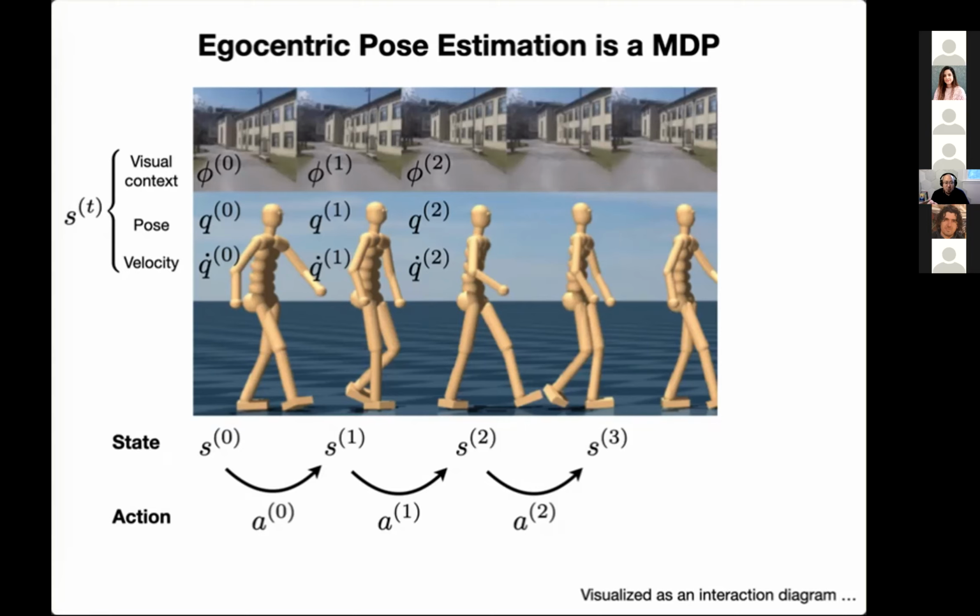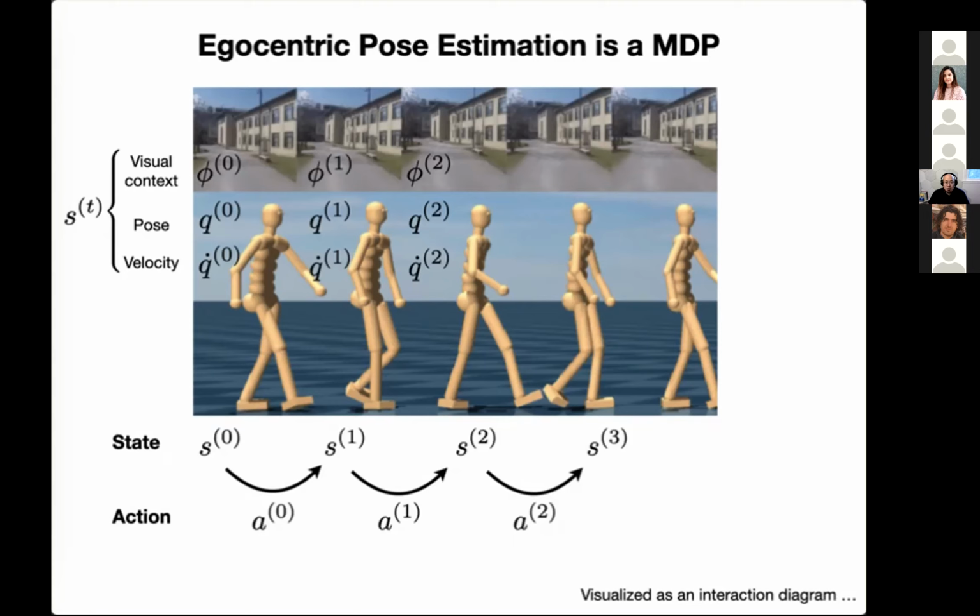You could think of the visual context. Well, actually, what we use is the optical flow that we get from the video. All right, so that's the state. The person will take some action, like actuating their body, putting strength into their limbs, and it's going to take them to the next state. All right. So we're taking that model.